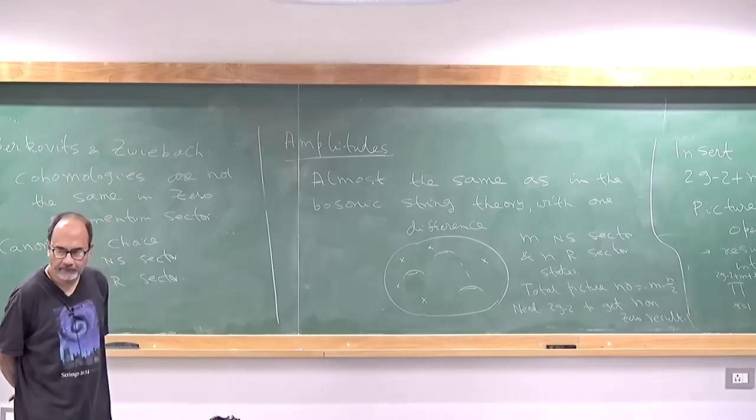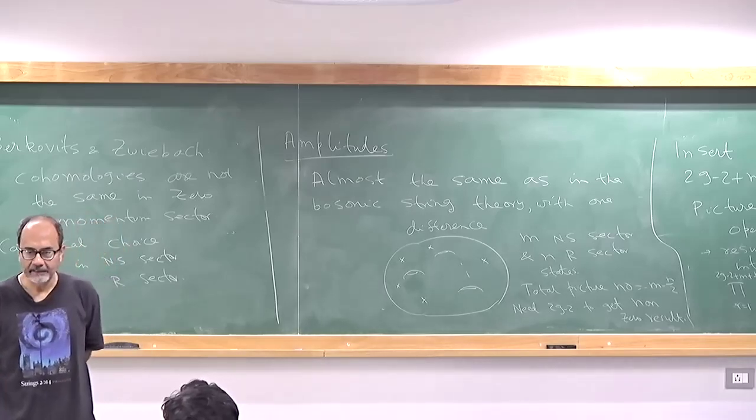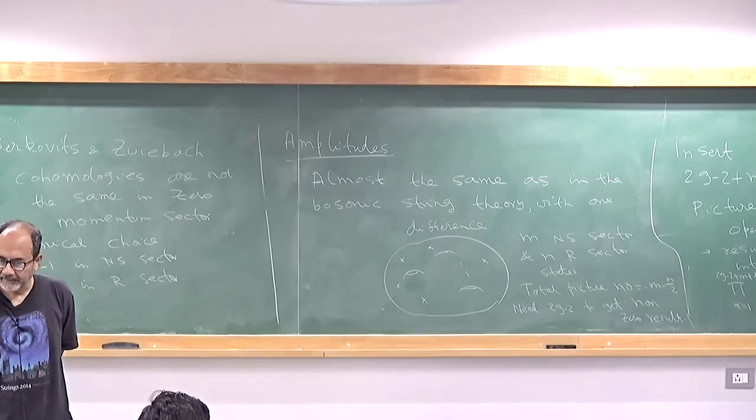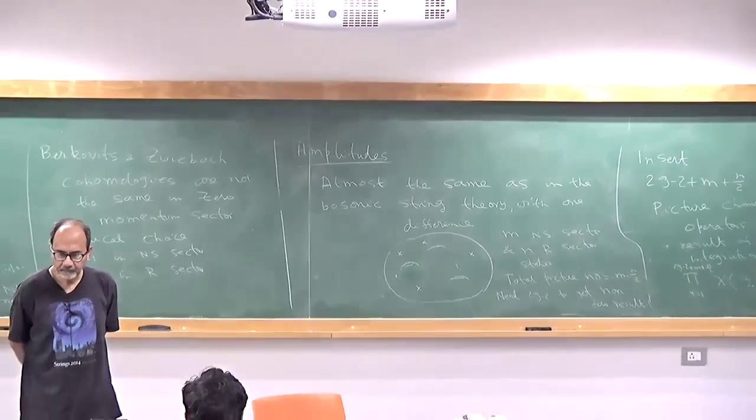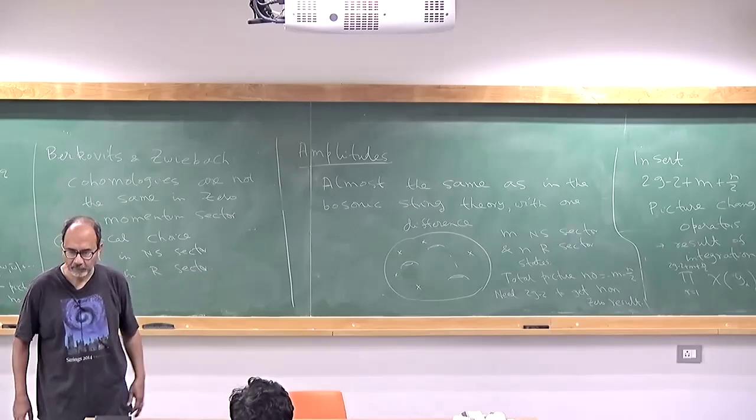Okay, so I think I'll stop here. Next time I'll first discuss the cohomology, that is, what kind of cohomology elements one can choose in the NS sector and the R sector. And then we'll try to go into details of amplitudes.